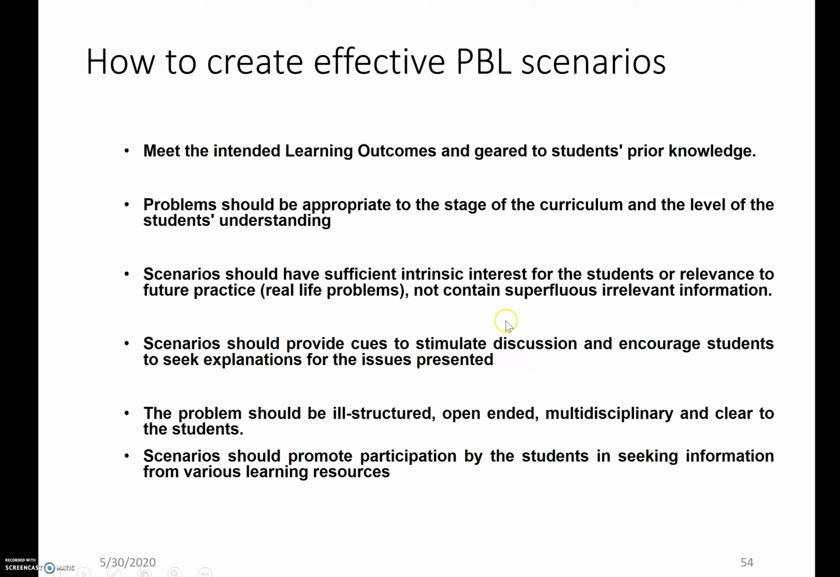Here is a checklist if you want to design effective PBL scenarios. Make sure of the learning outcome. What is the expected learning outcome for the students? What do you want them to learn? Make sure they can reflect on their prior knowledge, and that the level is appropriate for the students' understanding.